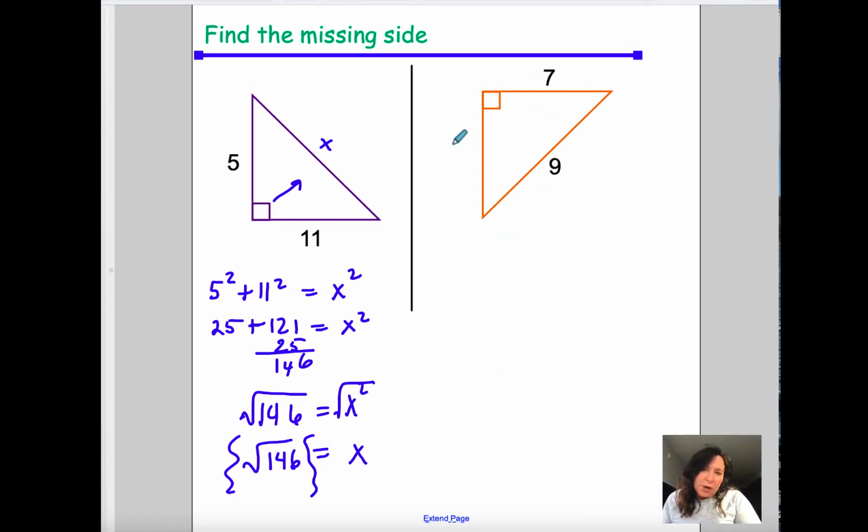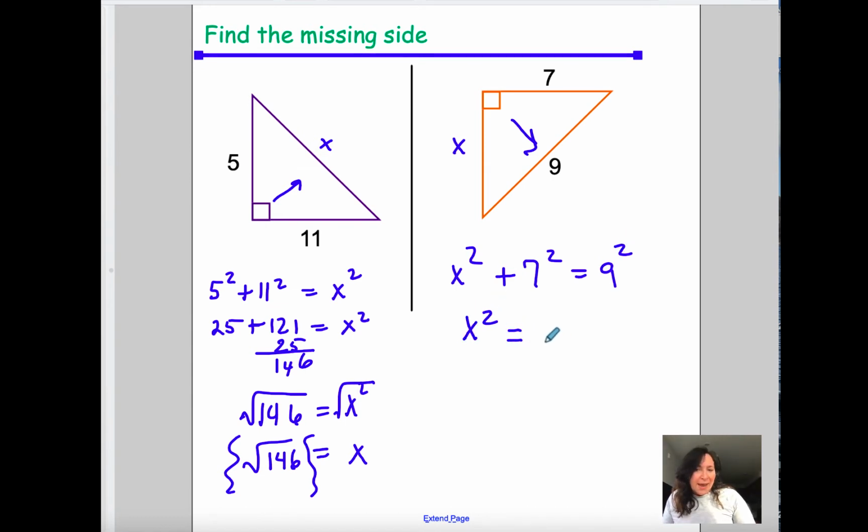For this one, we're going to try to find this side, which is not the longest side, which is not the side that I'm going to set everything equal to because it's just a leg. So leg squared, so we have x squared plus 7 squared is equal to the longest side, which is opposite the largest angle, so equals 9 squared. We're trying to solve for x squared. So we get x squared plus 49 is equal to 9 times 9, which is 81.